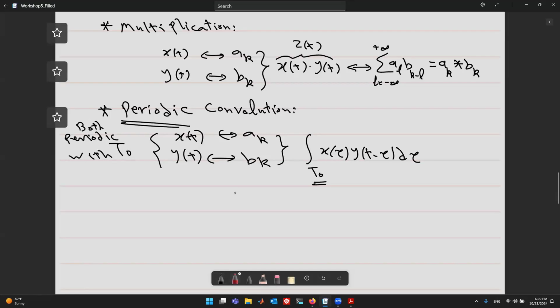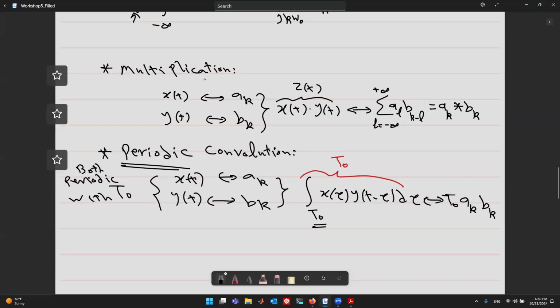And in fact, this convolution is another signal with the same fundamental period. The Fourier series coefficients for this new signal, the periodic convolution of x(t) and y(t), are just the product of the Fourier series coefficients of the first and the second, scaled by the fundamental period T naught: T naught a_k b_k. Those two are also very important. When you multiply in the time domain, you get a convolution in the frequency domain. And when you do a convolution in the time domain, you get a multiplication in the frequency domain.